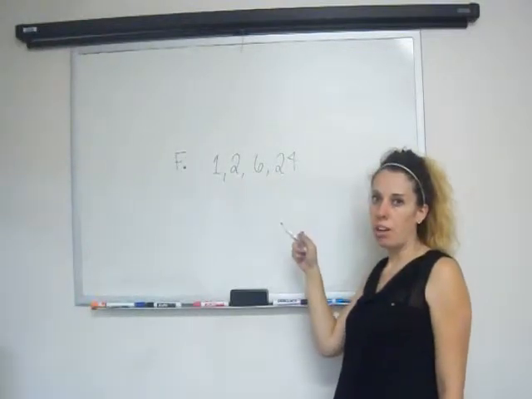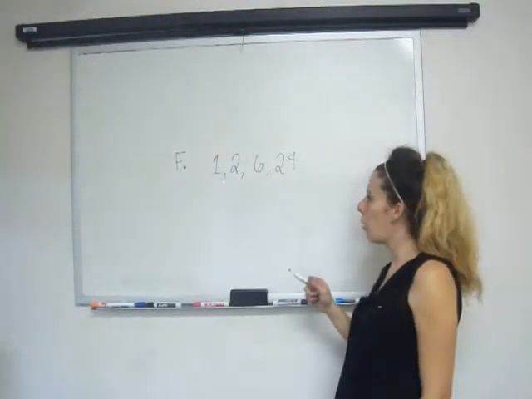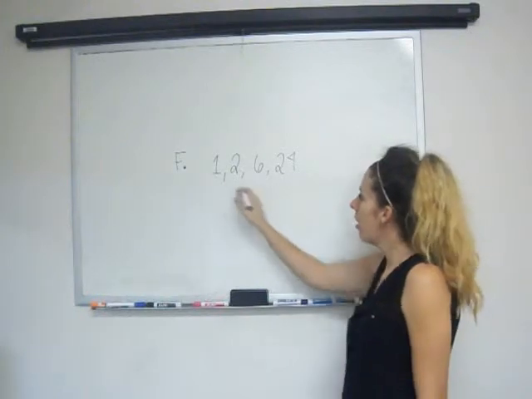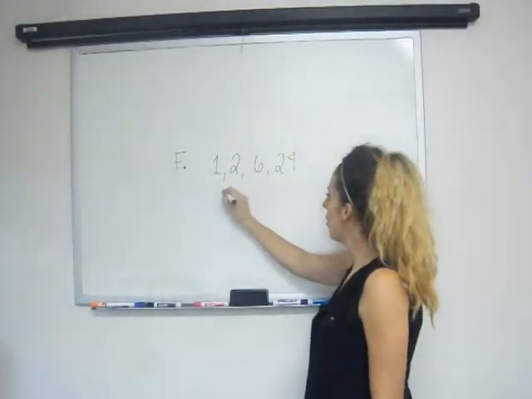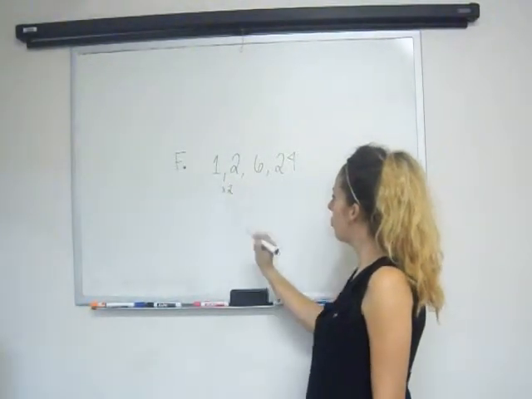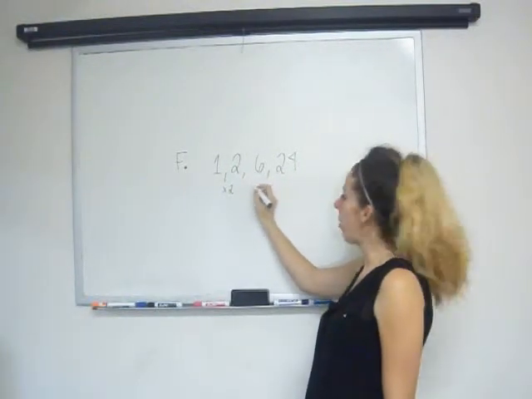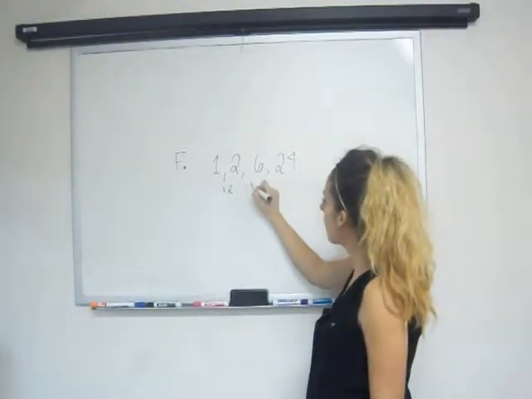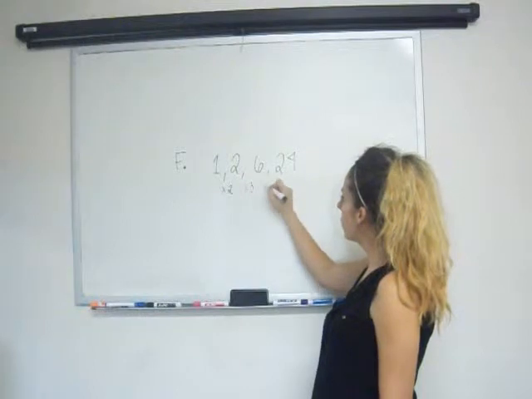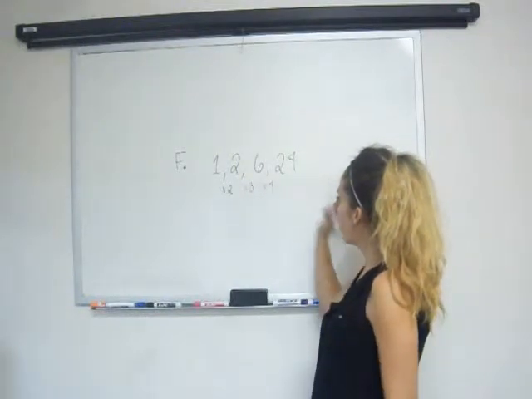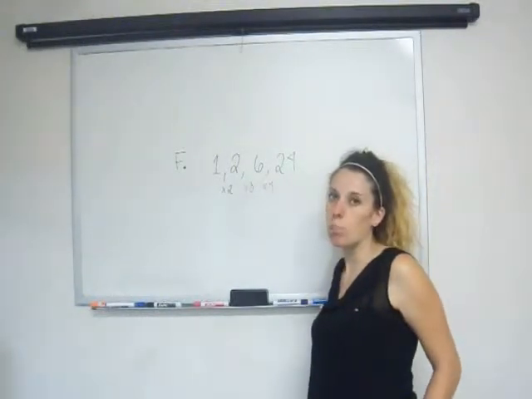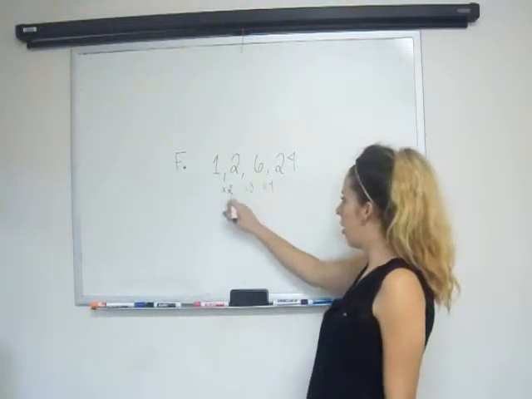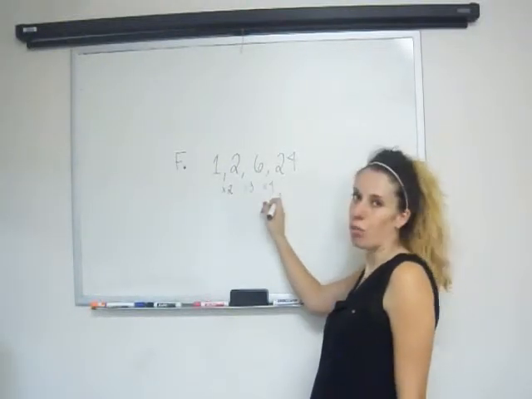Okay, so this one looks a little tricky again, but I'm going to go ahead and take a guess, okay? So from this one to this one, we times by 2. From this one to this one, we times by 3. From this one to this one, we times by 4. So it looks like we're multiplying by the addition of 1 each time.